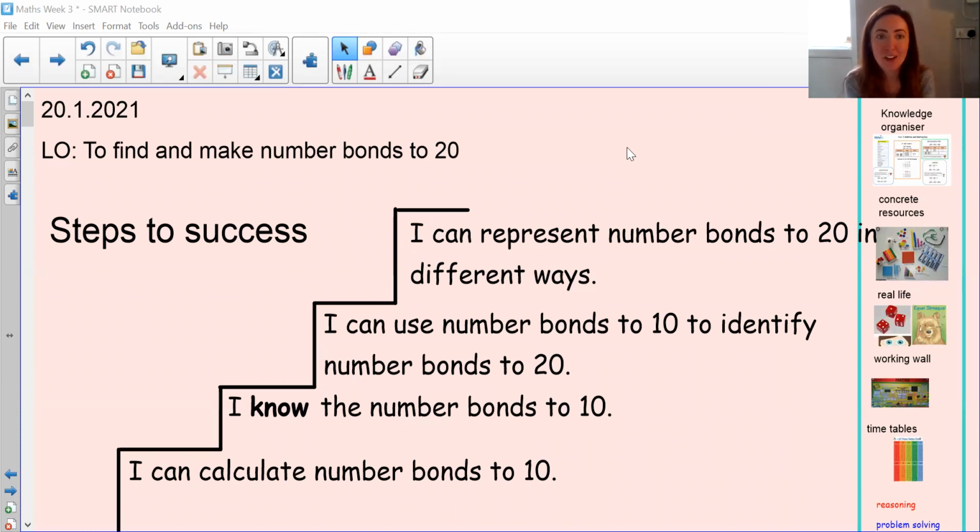Today's learning objective is to find and make number bonds to 20. Our steps to success are: I can calculate number bonds to 10. I know the number bonds to 10. I can use number bonds to 10 to identify number bonds to 20. And I can represent number bonds to 20 in different ways.